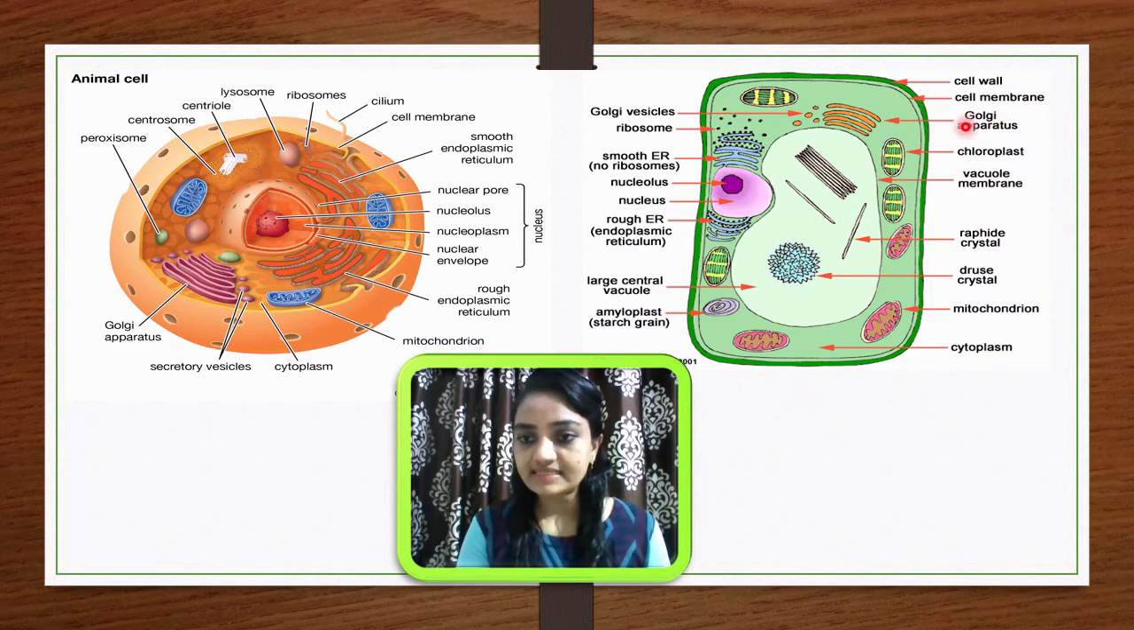Okay, then cell membrane, Golgi apparatus, chloroplast, then vacuole membranes, then rapid crystal. Here you can see rapid crystal or large size. See here, a vacuole size is very large, almost covering the whole cell. Whereas in this cell, vacuole is totally absent sometimes.